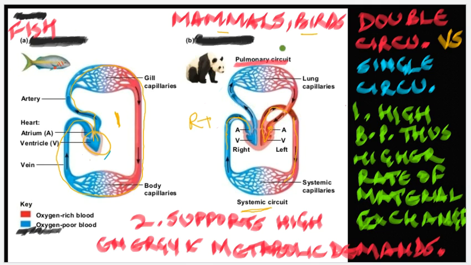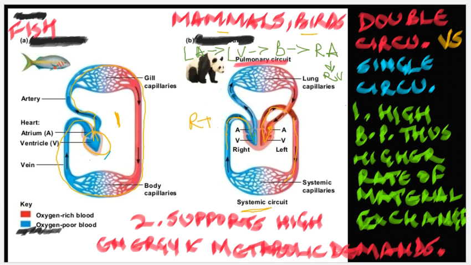So in case of mammals, the journey starts from the left auricle to the ventricle. Let's write that out. So left auricle to the left ventricle. From the left ventricle, the blood moves to the body. The deoxygenation of the blood takes place. Oxygen has been utilized. From the body, the deoxygenated blood reaches the right auricle, and from the right auricle, the blood moves into the right ventricle. So let's write right ventricle.